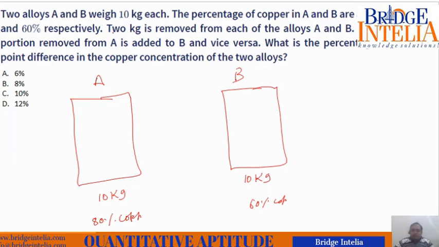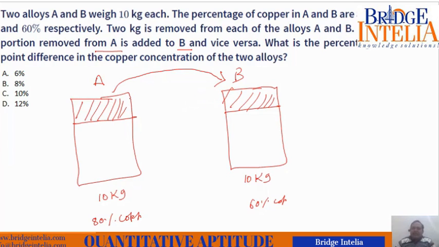Now what you have done? 2 kg is removed from each of the alloys A and B. So 2 kg from this one is removed and 2 kg from this one is also removed. The portion removed from A is added to B. So what you are removing from A is getting added to B, and what you are removing from B is getting added to A. What is the percentage point difference in the copper concentration of the two alloys?